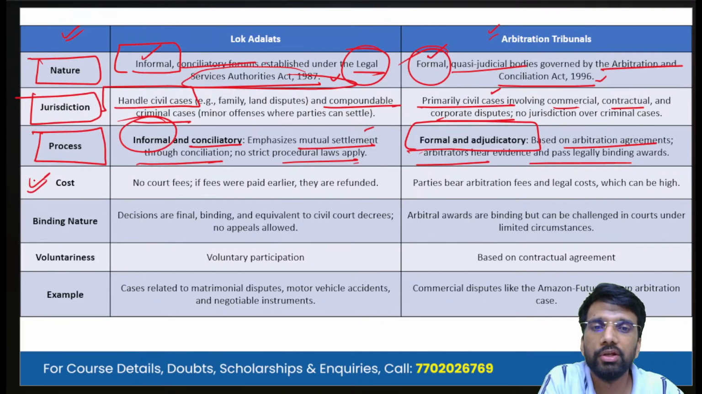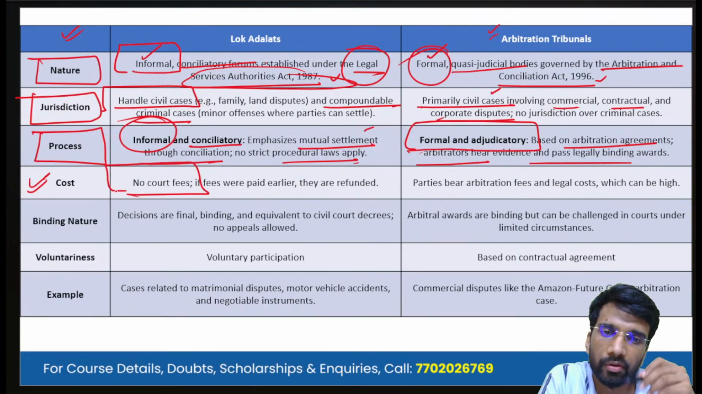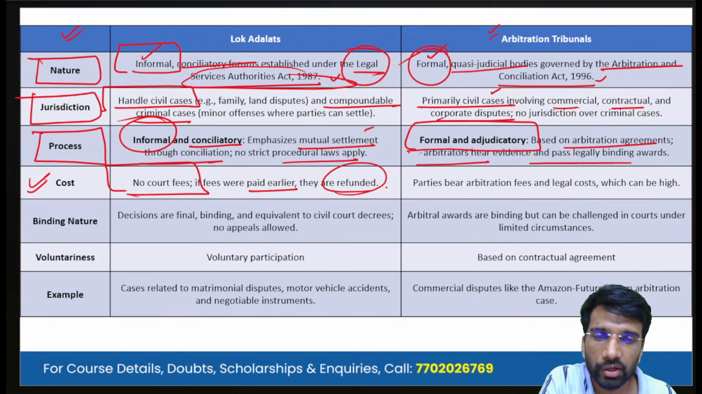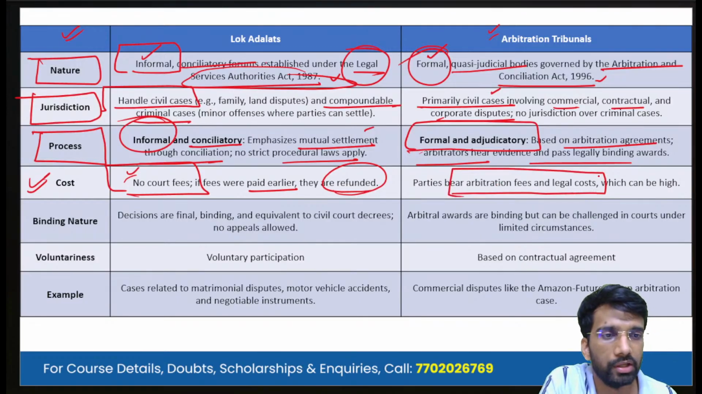The cost of the Lok Adalats: there are no court fees for the people who are appearing in these Lok Adalats. If the fee is paid earlier, it is refunded. So it is free of cost. In arbitration tribunals, if the tribunal is set up, the disputed parties who are facing each other in the arbitration tribunal bear the arbitration fee and legal costs.